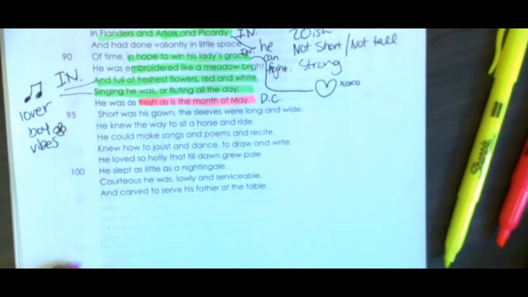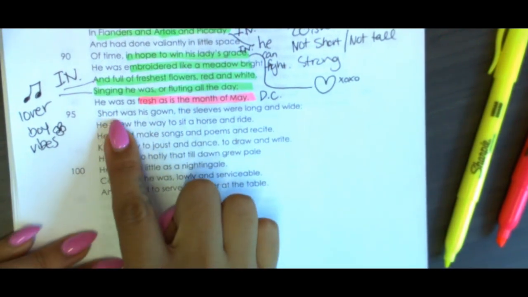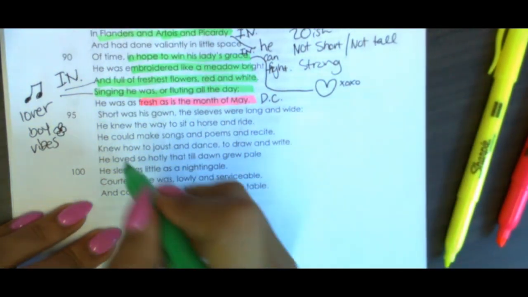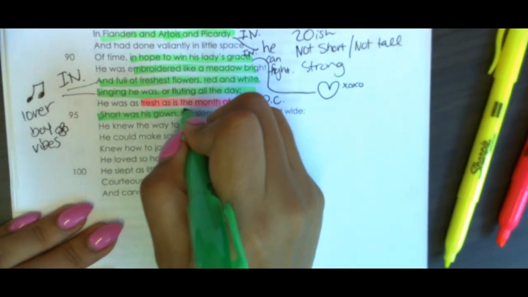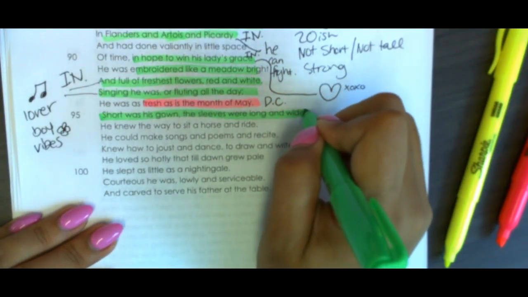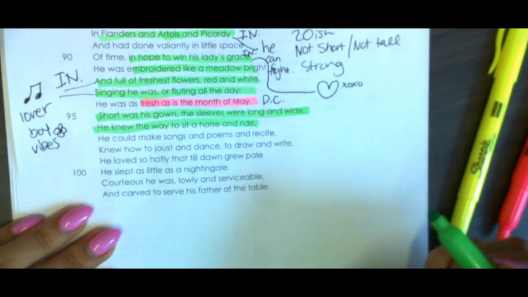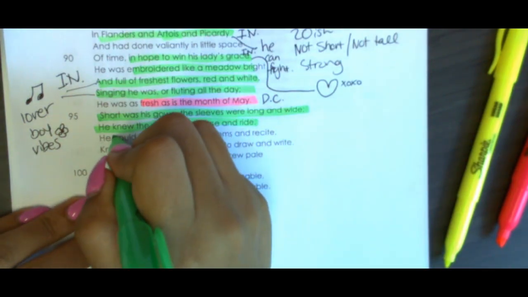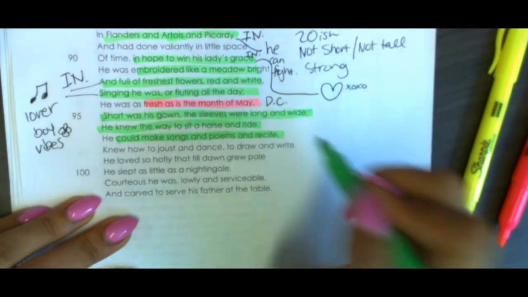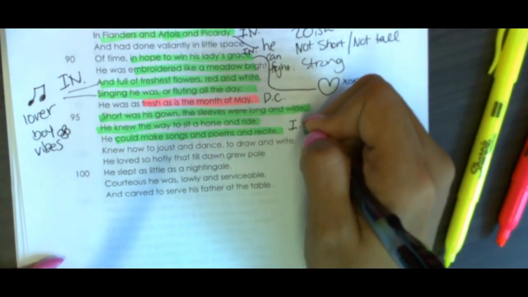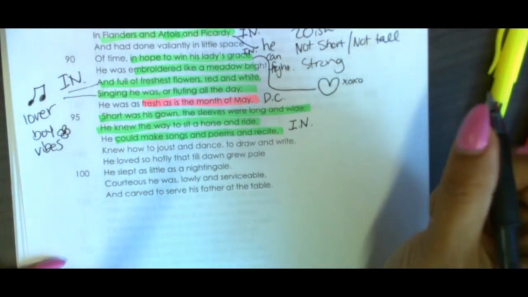Short was his hair, his gown was wide. Here they go describing what he looks like and what he's wearing again. So is that direct or indirect? Indirect. Short was his gown, sleeves long and wide. He knew the way to sit a horse and ride. Here goes more descriptions of him. He can make songs and poems and recite. These are all indirect. It's not telling us directly his personality.